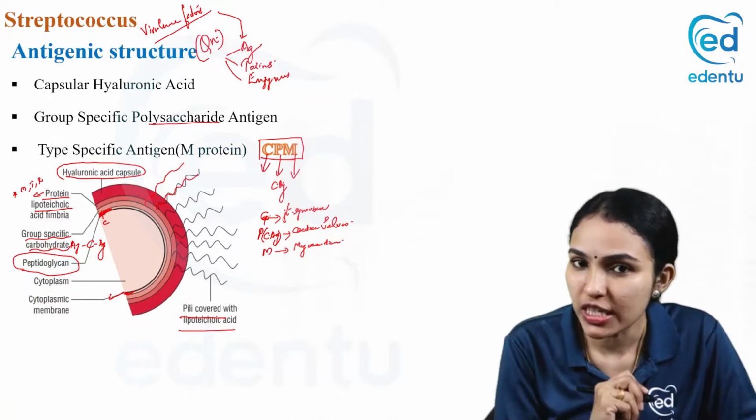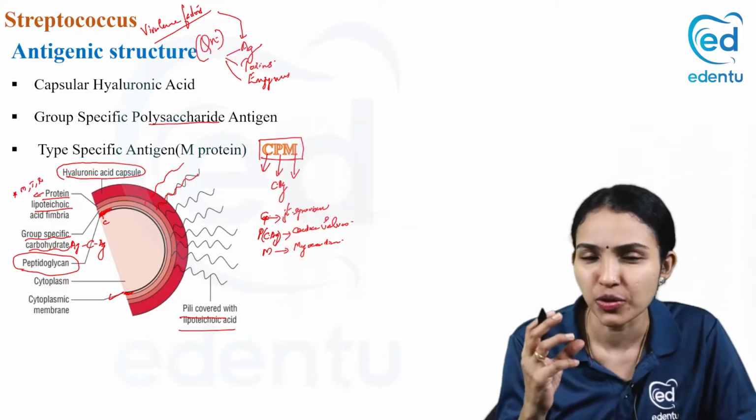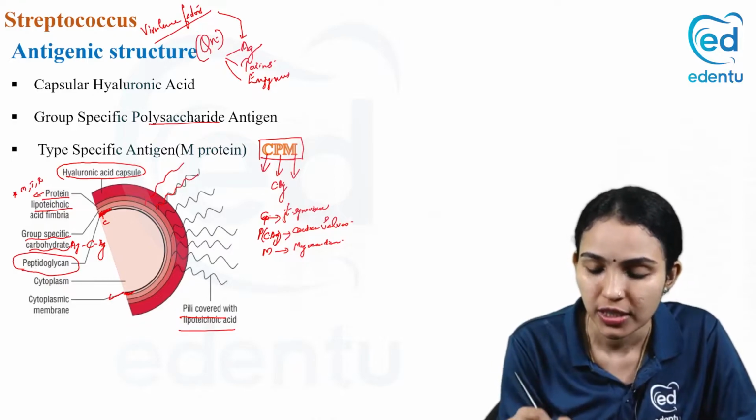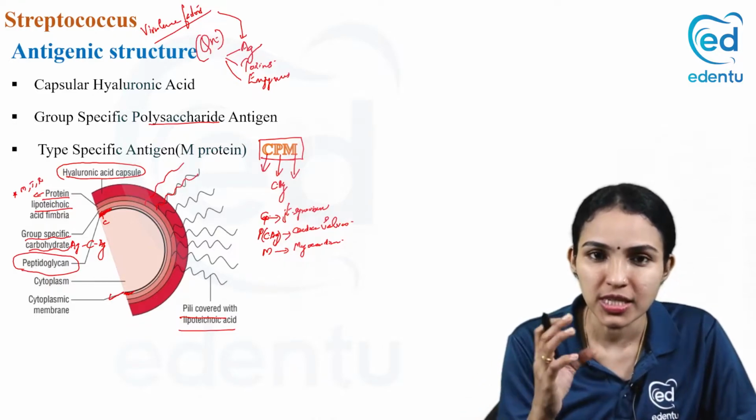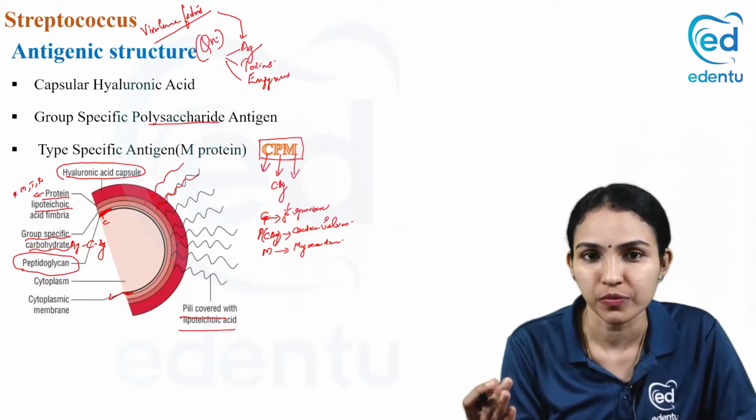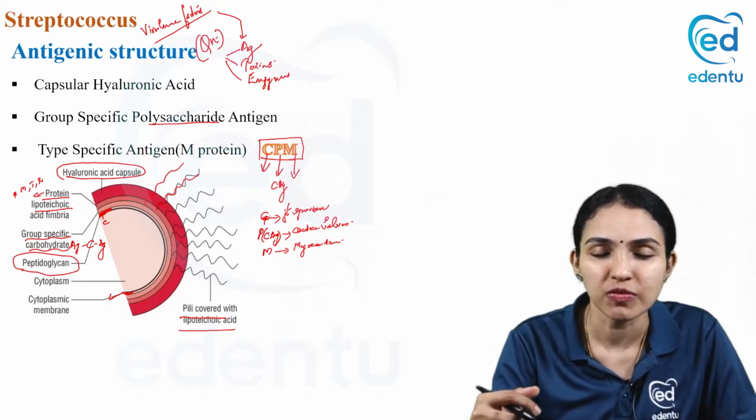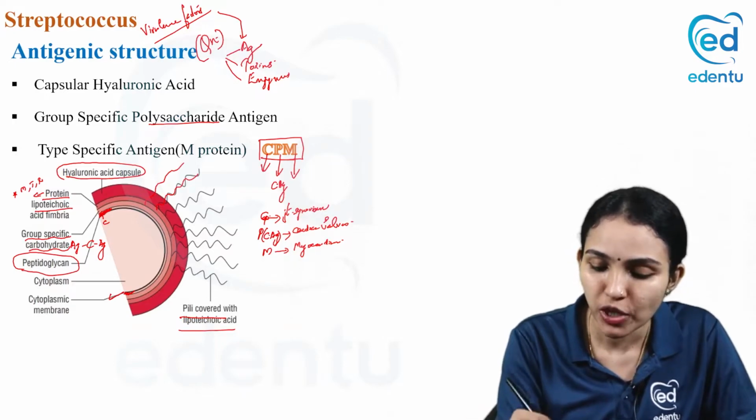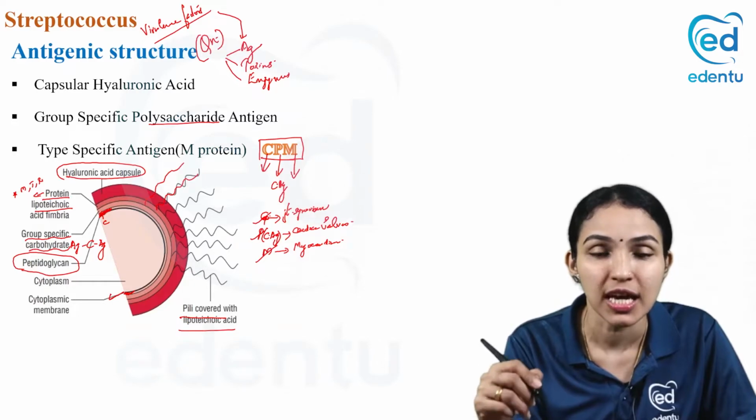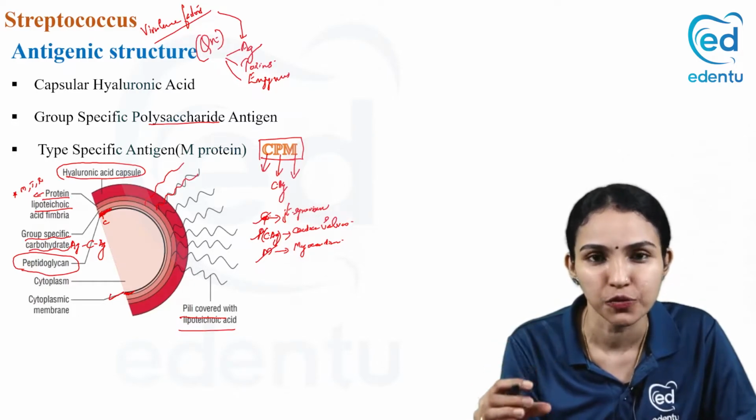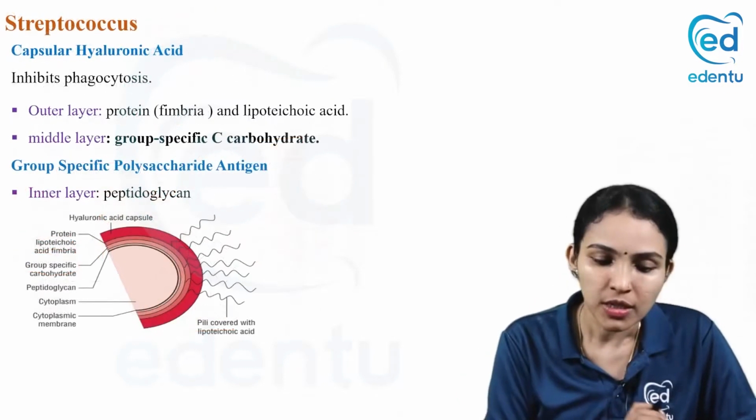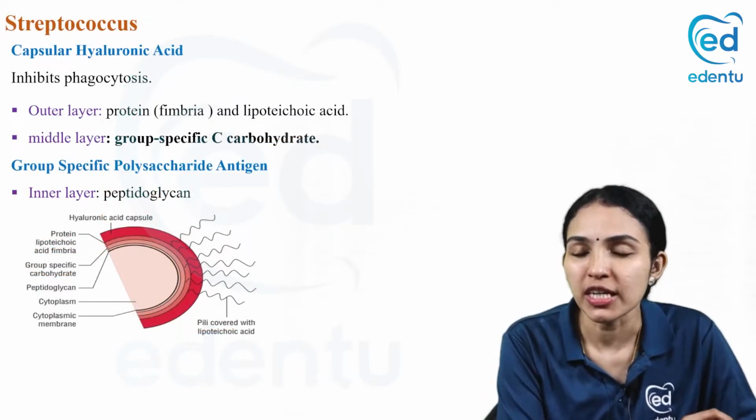For the capsular layer, which is composed of hyaluronic acid, you can remember the synovium is also composed of hyaluronic acid, so they have cross reaction. The C carbohydrate antigen: C for cardiac valves, and M protein: M for myocardium. Since they have cross reaction with all these human tissues, antibodies produced against these three antigens can cross react with the human antigens and cause tissue damage, and therefore can lead to certain complications in streptococcal infections.